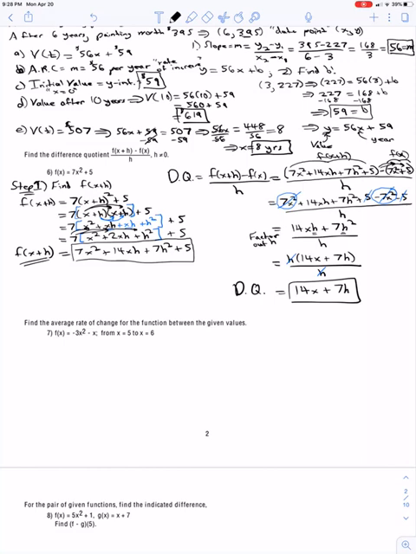All right, here's a quadratic function again. F of x is negative 3x squared minus x. It says for this function, find the average rate of change between the given values. So from x equals 5 to x equals 6, what would the average rate of change be with this function? So let's go ahead and find these two function values.